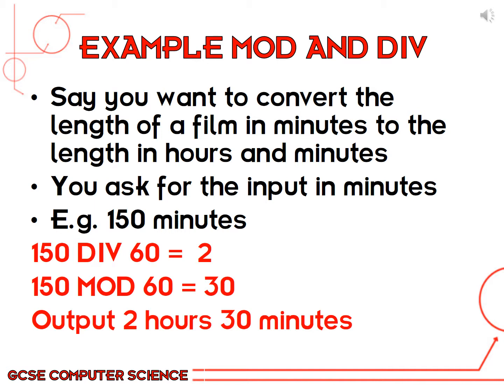150 mod 60 works out the remainder. So 60 goes into 150 twice to get to 120, and then we're left with a 30 as a remainder. So the output would be 2 hours, 30 minutes.